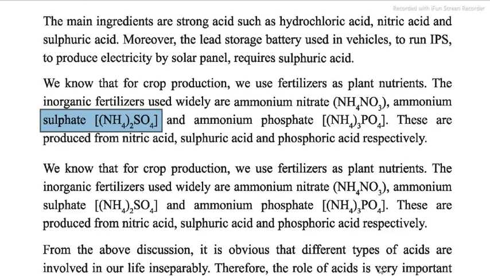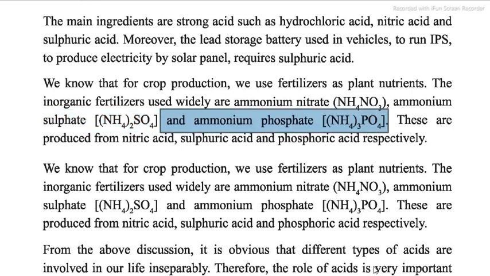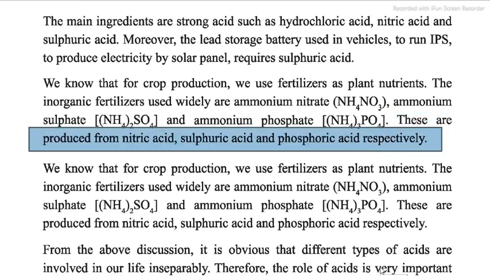Ammonium sulfate formula is (NH4)2SO4, and ammonium phosphate (NH4)3PO4. What is ammonium phosphate? Ammonium phosphate is the inorganic compound with the formula (NH4)3PO4. It is the ammonium salt of orthophosphoric acid. These are produced from nitric acid, whose chemical formula is HNO3, sulfuric acid, whose chemical formula is H2SO4, and phosphoric acid, whose chemical formula is H3PO4 respectively.